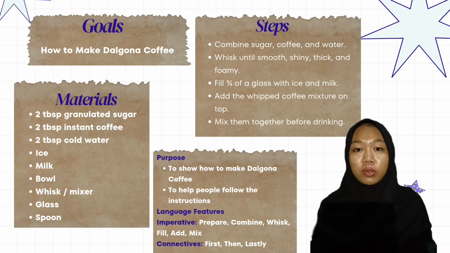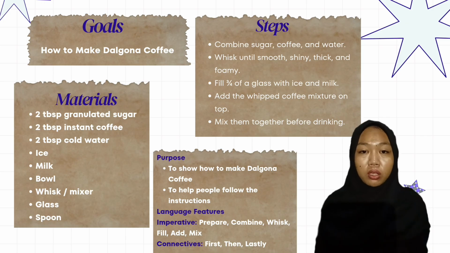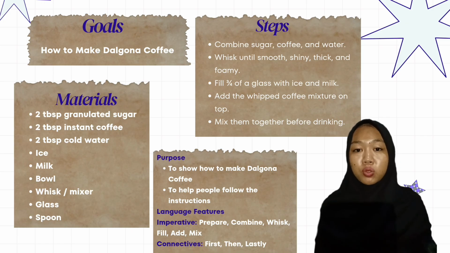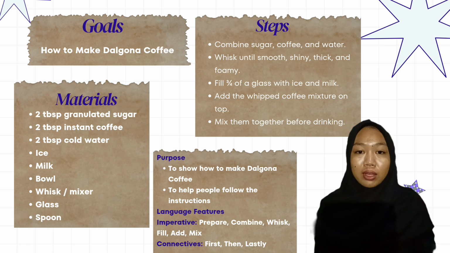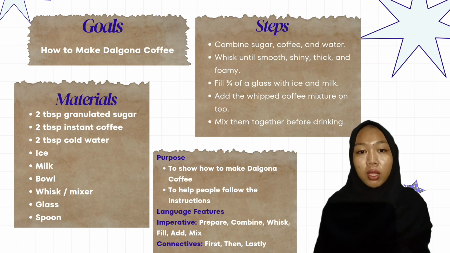We can see the summary of the procedure text. The goal of this text is how to make dalgona coffee. The materials used are sugar, instant coffee, cold water, ice, milk, a bowl and whisk or mixer, a glass, and a spoon. The steps are combining sugar, coffee, and water, whisking the mixture until smooth and foamy, filling the glass with ice and milk, adding the whipped coffee mixture on top, and finally mixing everything before drinking.